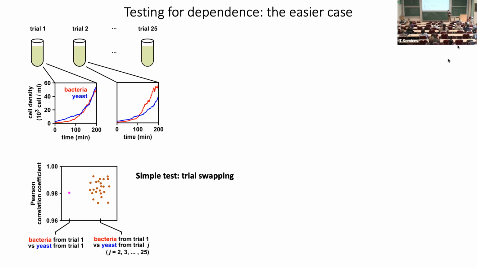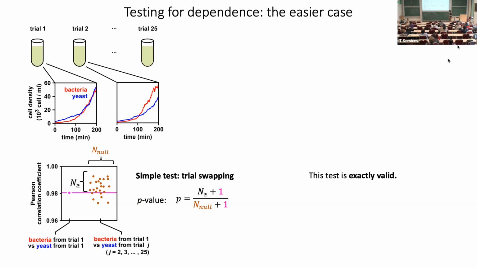I can develop a simple test from this scenario. I'm going to call it trial swapping. So the first thing I'll do is count up the number of null correlations. I'll call them n null. Then I'll draw a horizontal line at my original correlation and count the number of null correlations on or above the line. I'm going to call that n bigger. And then I can write down my p-value: n bigger plus 1 over n null plus 1. The plus 1 just comes from my original correlation. That's why it's colored pink.